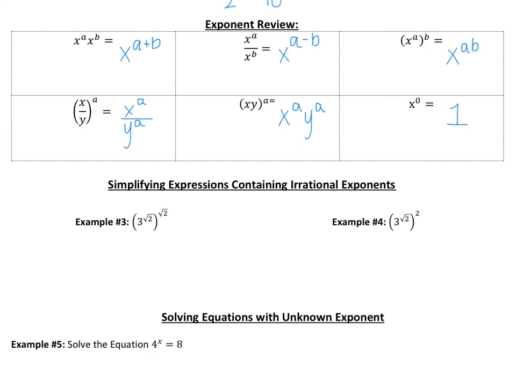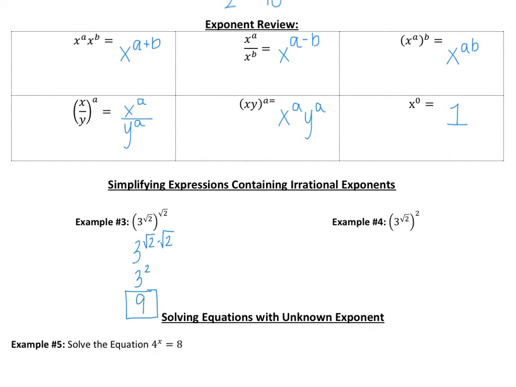Well, I know based on my rule about a power to a power right here, I just multiply. So I'm going to do 3 to the root 2 times root 2. That's what a power to a power represents. Root 2 times root 2 is just 2. 3 squared is 9. Always simplify as much as possible. In this case, all the way to 9.